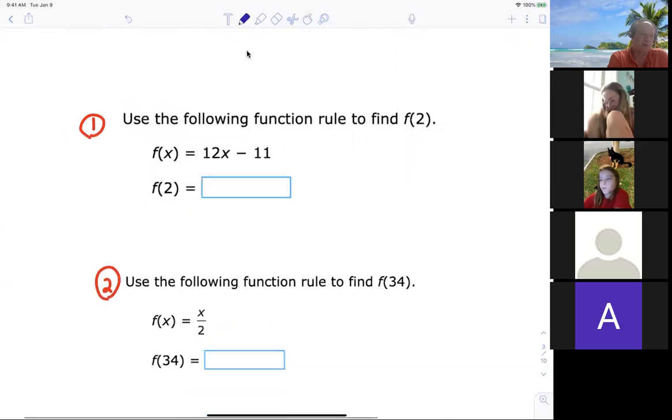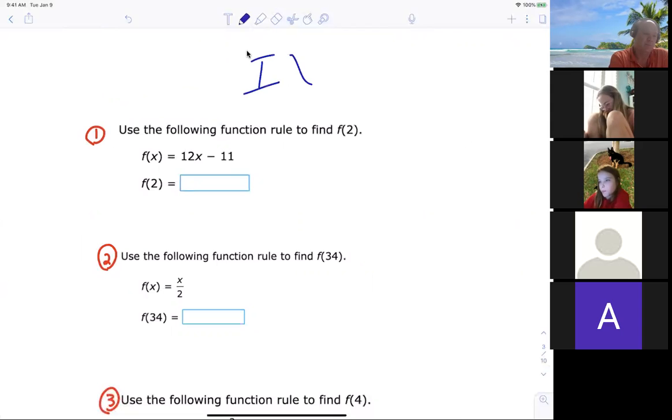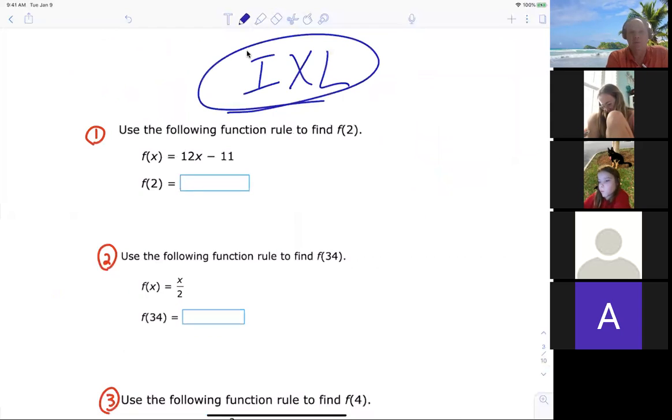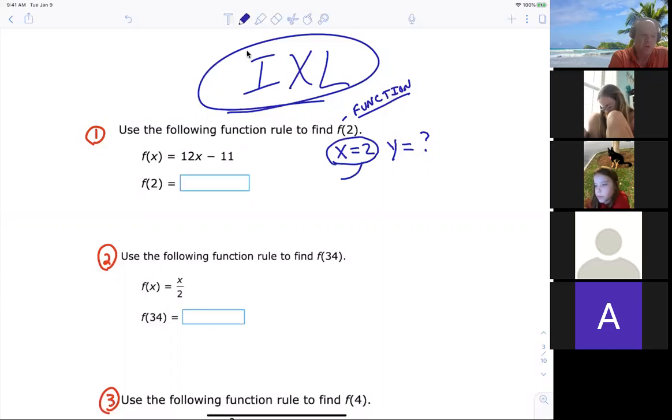All right, here we go now, guys. Now the IXL. F here is the word for function. That's what we've been studying now. We're studying functions. So it's just a fancy way of saying X equals 2. What does Y equal? That's what that question is. So what am I supposed to do? When X equals 2, all you're doing, look how simple this is, guys, is plugging 2 in for X. That's all that means.